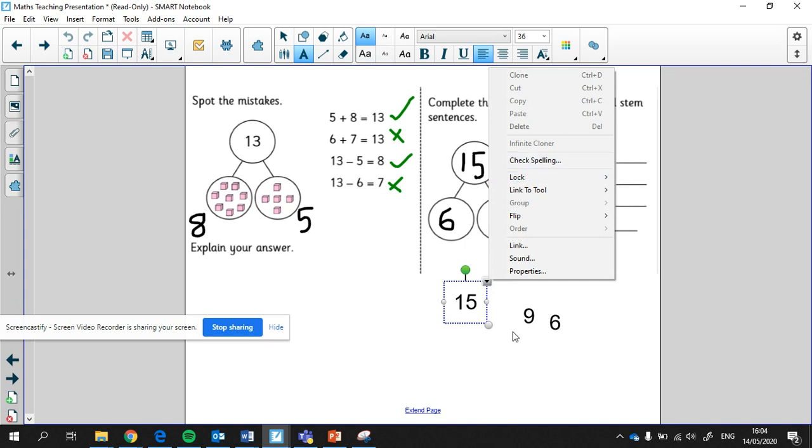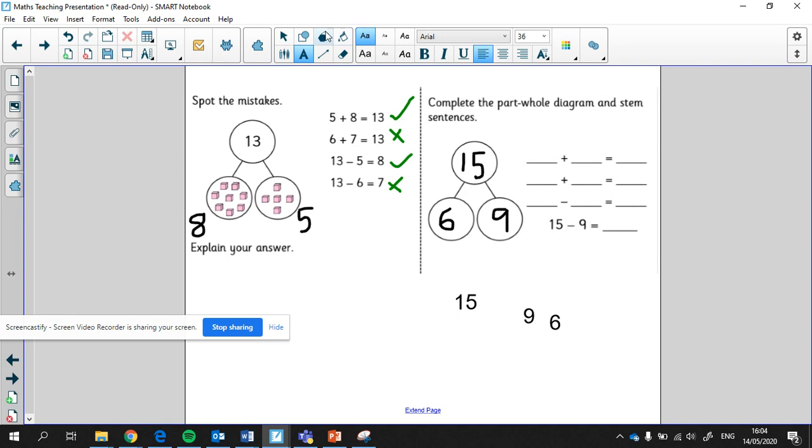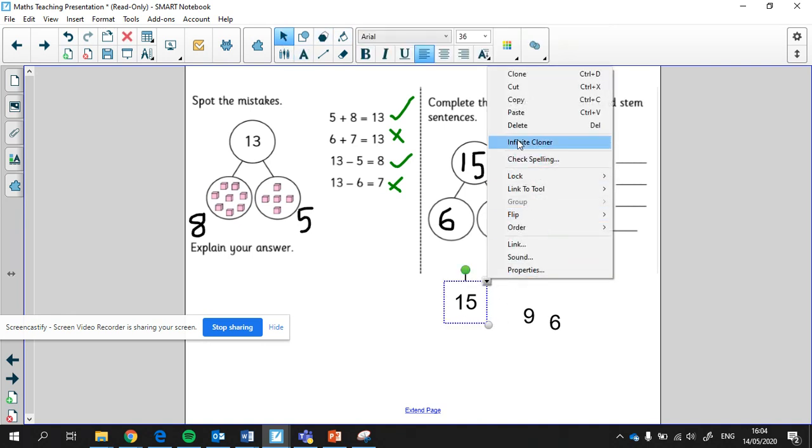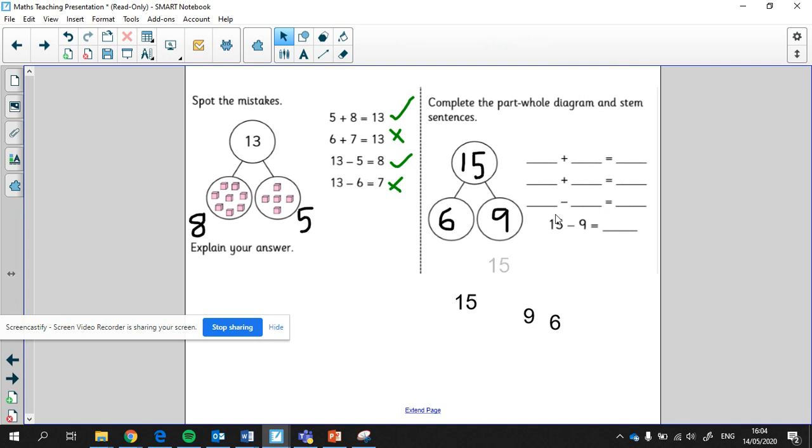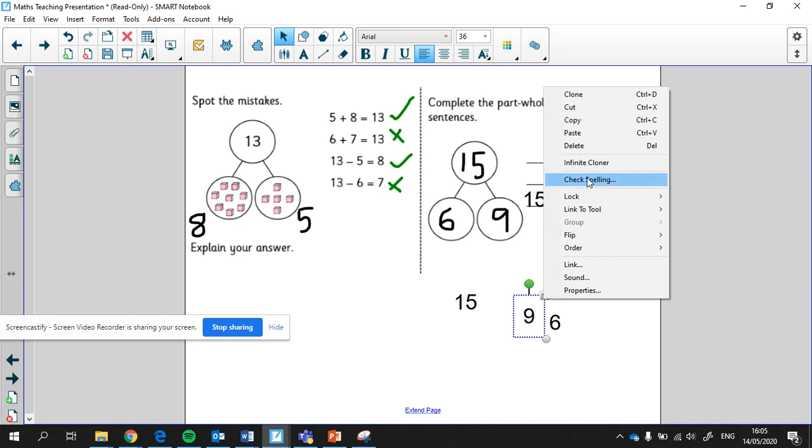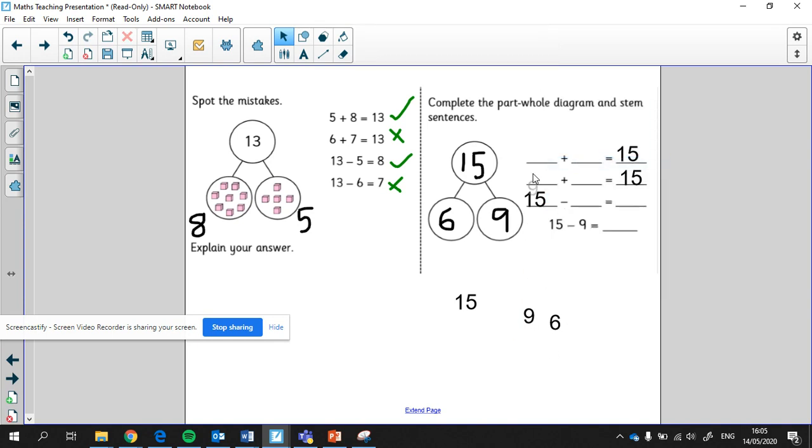Make all of these different sentences. Doesn't like that for some reason. Let me do this. I know why. I'm going to put the 15 in first. So that's the whole. So it's going to go here for the addition. But for the subtraction, we start with the whole and take the parts away. And for the addition, I can have 9 here, or I can have it here.